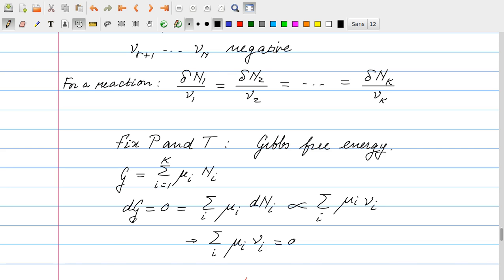Now we use the requirement that G is minimal, so dG should be 0. And the only thing we can change is the concentrations. So we have a sum over μ_i dN_i. And these dN_i are proportional to the ν_i's. So we get the sum of μ_i ν_i, and that should be 0. So the conclusion is that in chemical equilibrium this should hold: the sum over μ_i ν_i is 0.